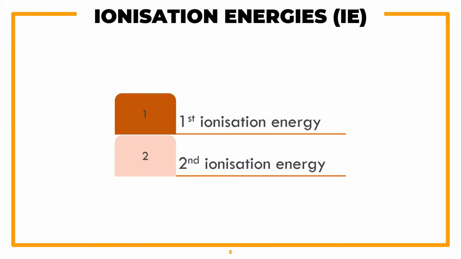There are two types of ionization energies. We have first ionization energy and second ionization energy. So let's see what's the difference between these two ionization energies.